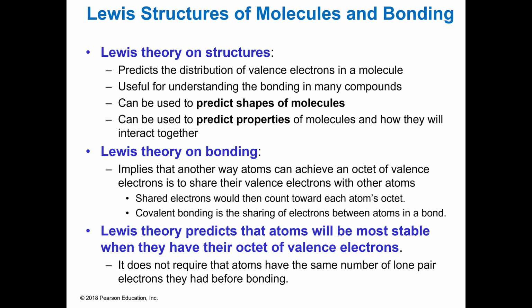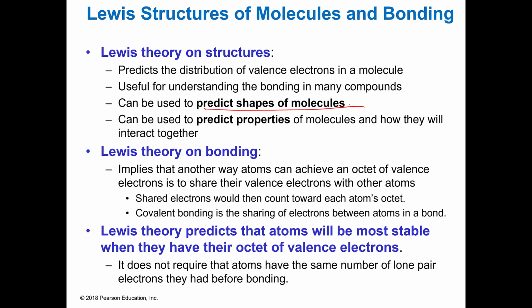So the Lewis structure shows how the valence electrons are distributed in a molecule and which ones are being shared and which ones are lone pairs and things like that. And it's very useful because it allows us to predict the shapes of the molecules. And if we can predict the shapes, we can also predict some of the properties of those molecules.